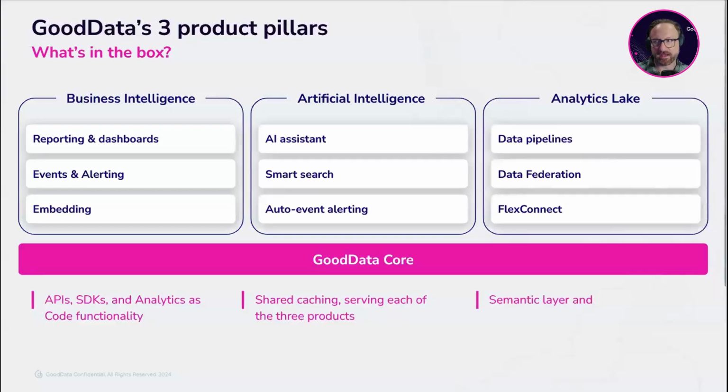So where are we heading overall as a product? In 2025, and you're kind of the first people to hear this outside of the company, so congratulations, we're really focusing on three key product pillars. We call those GoodData Business Intelligence, GoodData Artificial Intelligence, and GoodData Analytics Lake. And what those three pillars are designed to do is make it very easy for you to have BI, AI, and data platform capabilities all within GoodData.